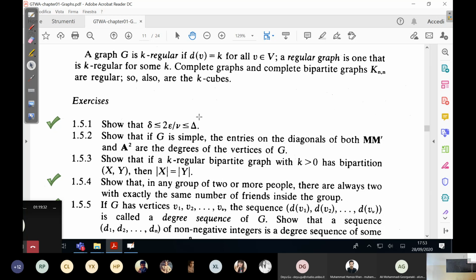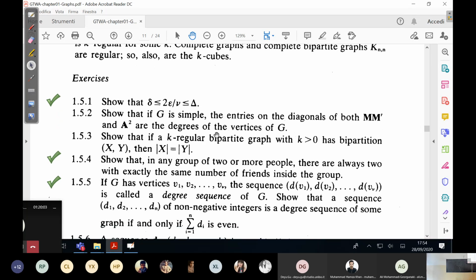This is fairly easy, and I leave it to you for next time. But please remind me that I've left it to you. No more than 5 minutes, 3 minutes. Okay, this is easy. Don't forget the meaning: small delta, minimum degree; capital delta, maximum degree in your graph; epsilon, the number of edges; ni, number of vertices. Okay, do it.